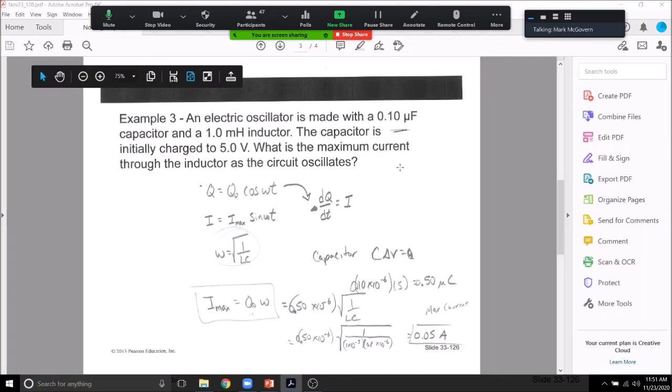So we have an electric oscillator made of a 0.1 microfarad capacitor. That's kind of big, actually. On a 1 millihenry inductor, the capacitor is initially charged with 5 volts. What is the maximum current through the inductor as the current oscillates?